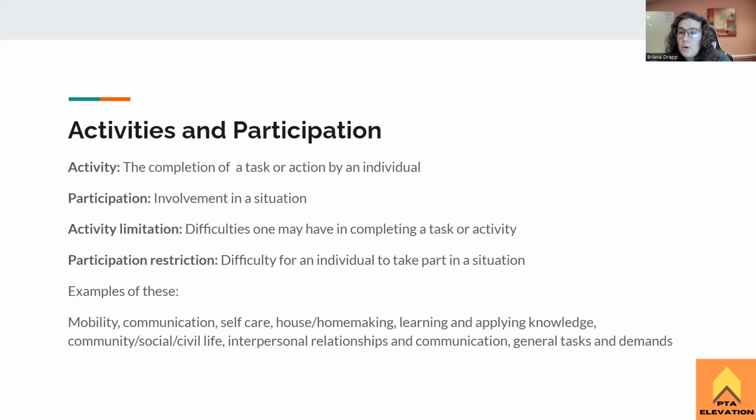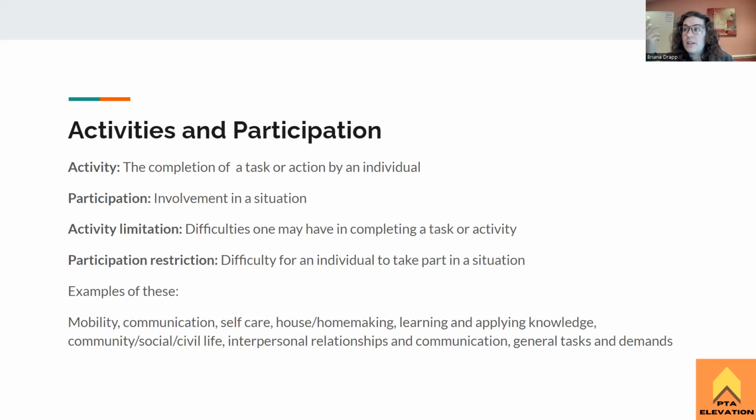Examples of this would be mobility, communications, self-care, house and homemaking activities, learning and applying knowledge, because remember, we're also focused on our mental status, community, social life, civil life. So this is like, are we able to go to work, interpersonal relationships and communication? Maybe they had a stroke and now have aphasia and can no longer communicate effectively with their spouse or their family, general tasks and demands.